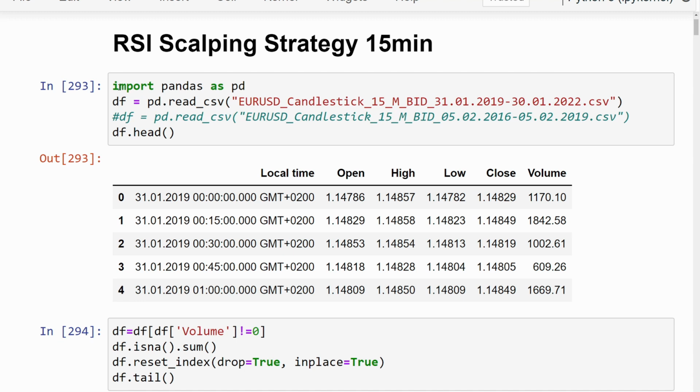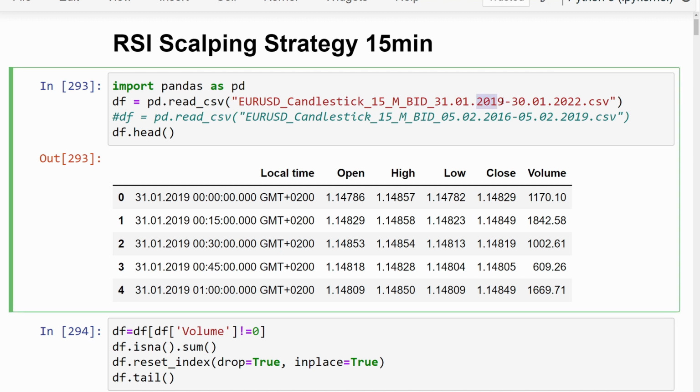We're starting by loading the data, and I'm going to start with the data between 2019 up to 2022. So this is roughly 3 years of data on the 15 minutes time frame. It's the bidding prices, and it's euro versus US dollar. Our data looks like this.